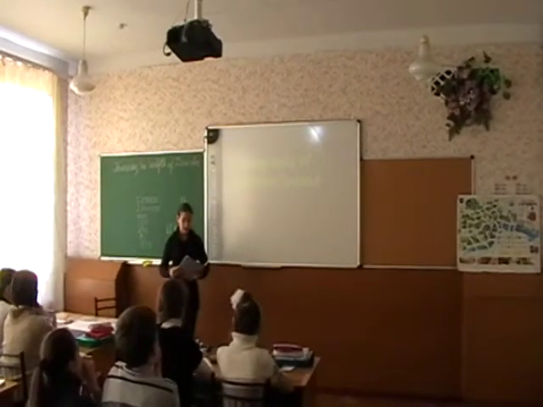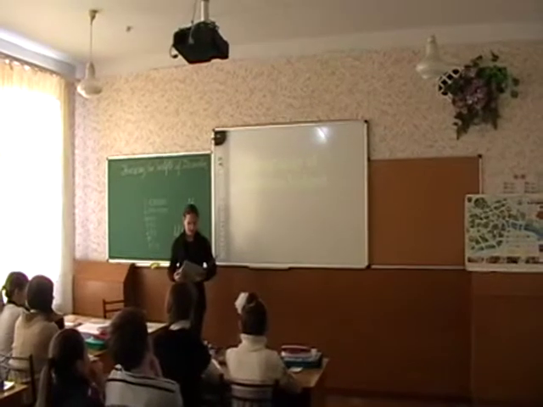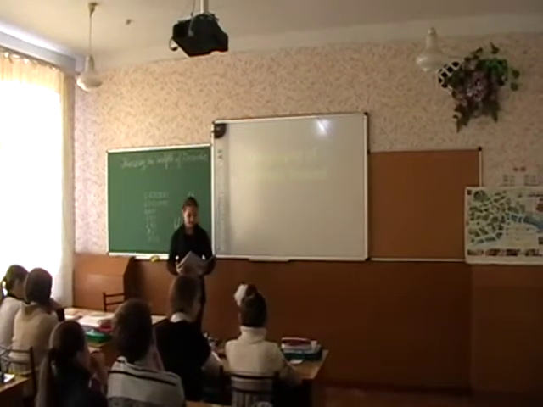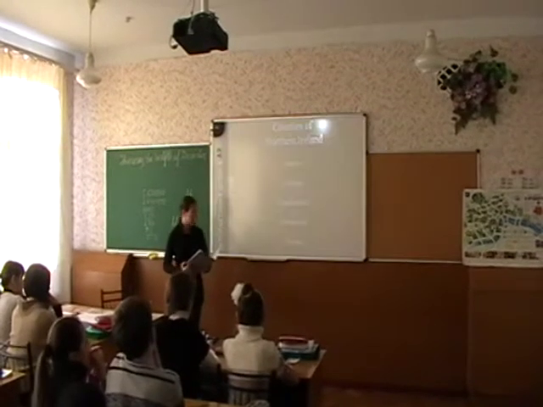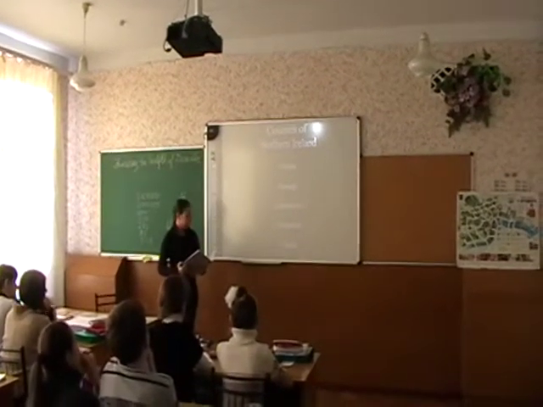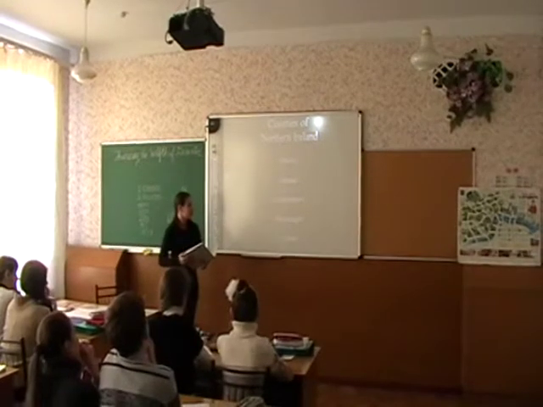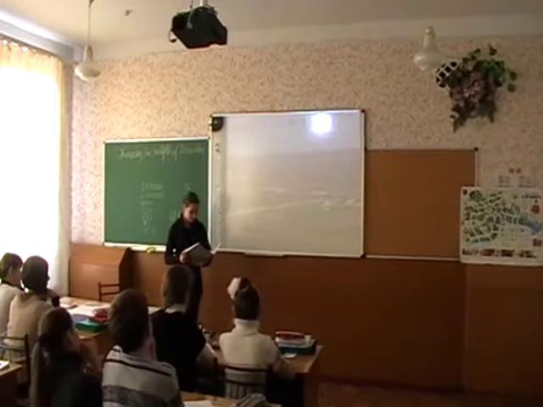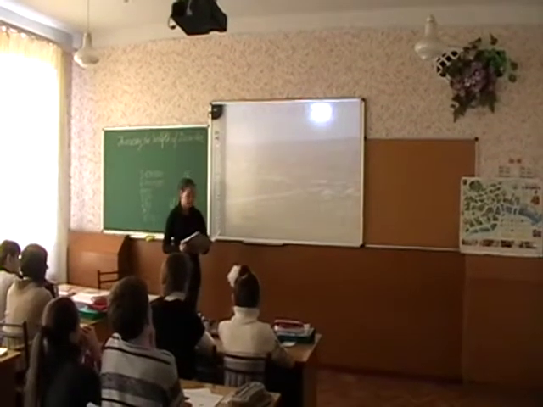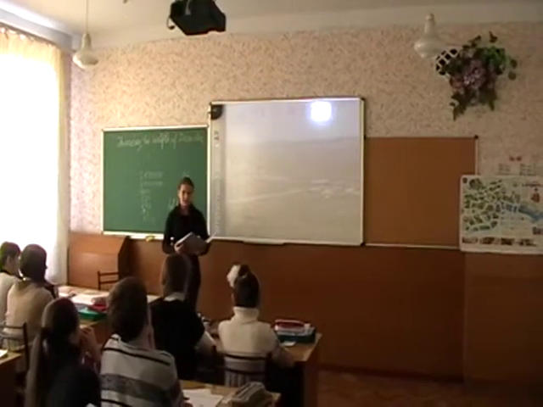Today, in our lesson, I want to tell you some words about Northern Ireland. It is a map of Northern Ireland. There are some counties of Northern Ireland: Antrim, Armagh, Londonderry, Fermanagh and Tyrone. It is the city of Belfast. It is the largest city of Northern Ireland.